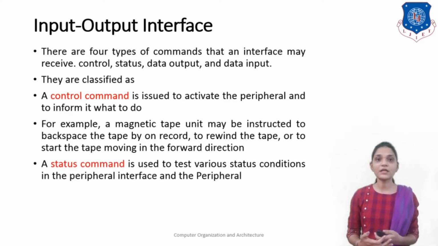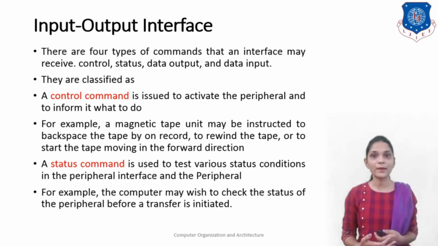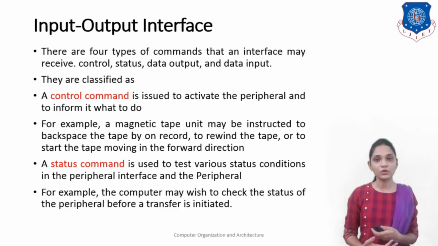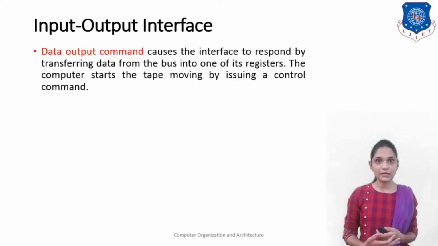The status command is used to test the various status conditions in the peripheral interface and the peripheral. For example, the computer may wish to check the status of the peripheral before the transfer is initiated. So for that it can use this status command. The third command is the data output command. This data output command causes the interface to respond by transferring the data from the bus into one of the registers.